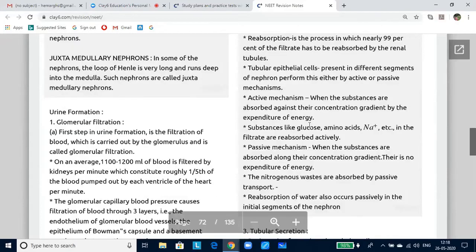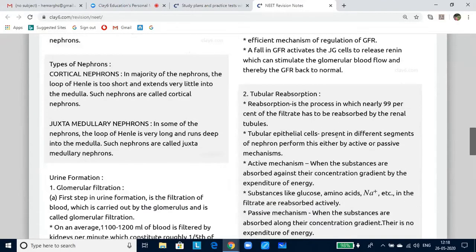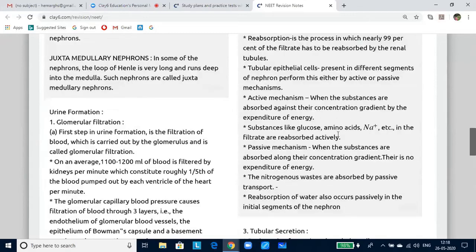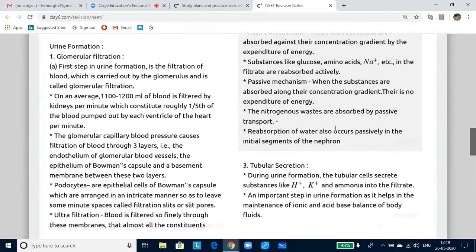About 99% of the filtrate is usually reabsorbed by the renal tubules, and this is called reabsorption. Tubular epithelial cells in the nephron carry this out by passive and active mechanisms. For example, glucose, amino acids, sodium, etc. are reabsorbed actively, and nitrogenous wastes are absorbed by passive transport.